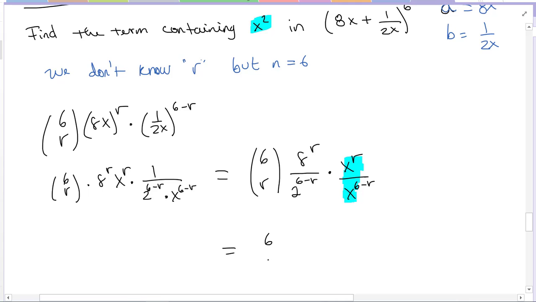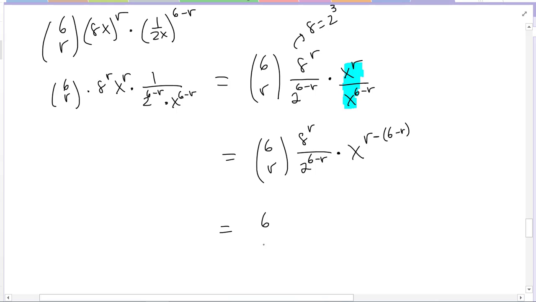So I'm going to have 6 choose r times 8 to the r. And you can simplify this. We know that 8 is equal to 2 cubed, so 8 to the r will be 2 to the 3r. But for right now, I'm going to keep it this way. So 2 to the 6 minus r times, when you divide the same bases, what do you do with the exponents? We subtract, right? So then this will be x to the r minus 6 minus r.